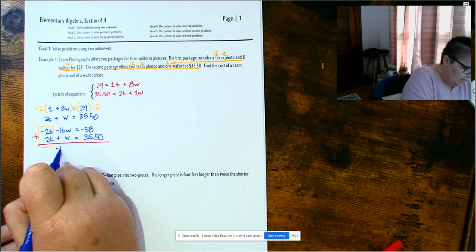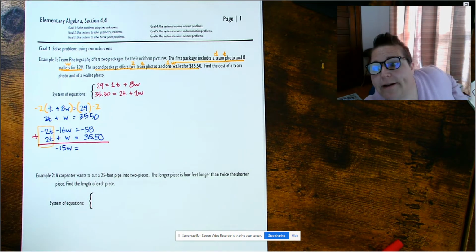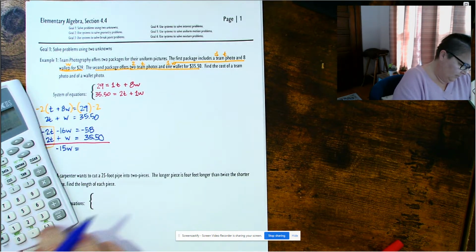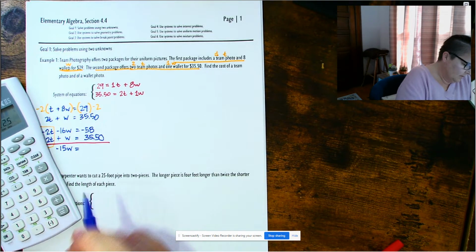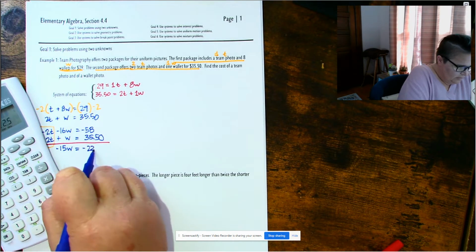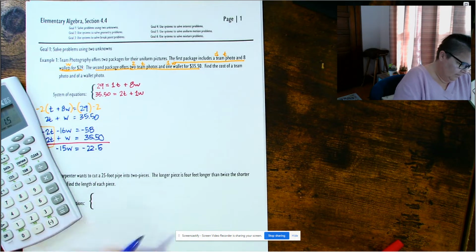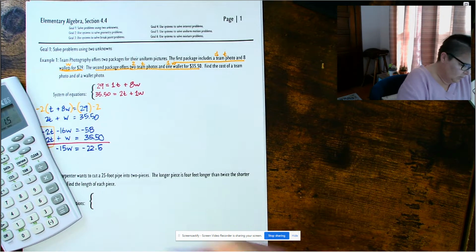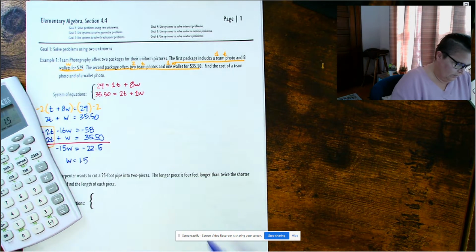And I will have -15w is equal to, calculator. -58 plus 3550 is going to be -22.5, which I then want to divide by -15 to get that w is 1.5.